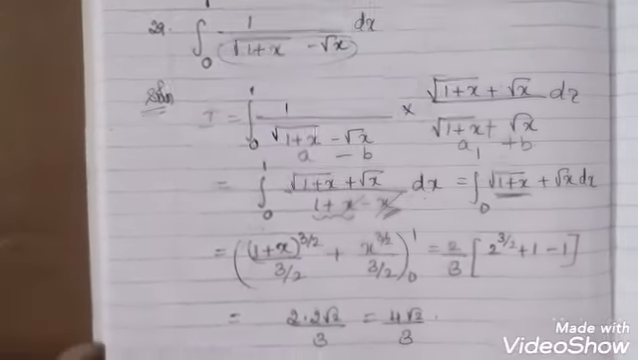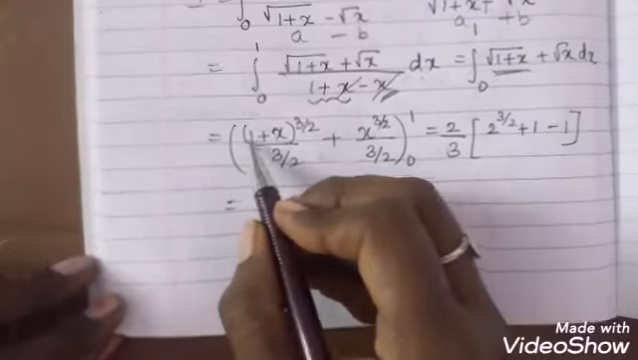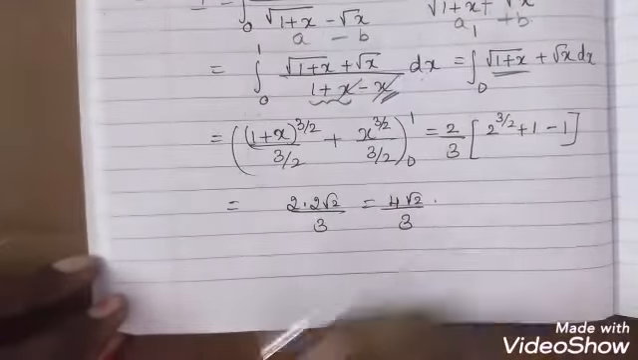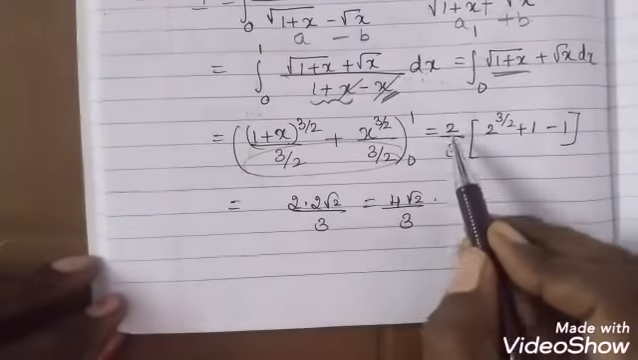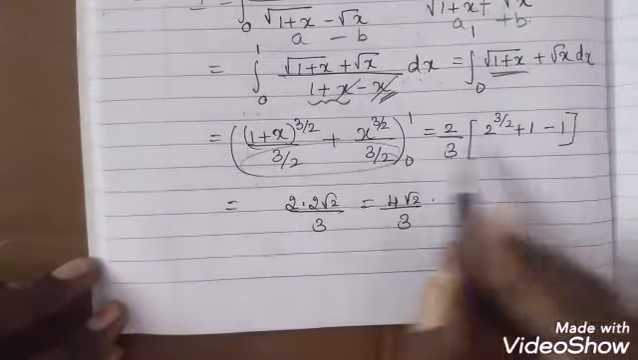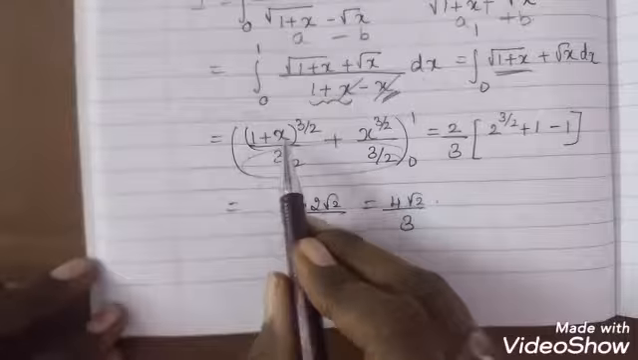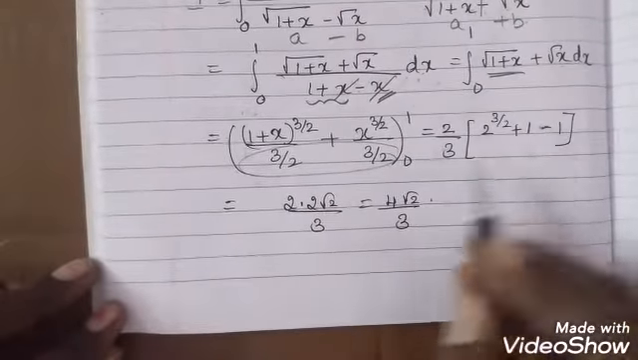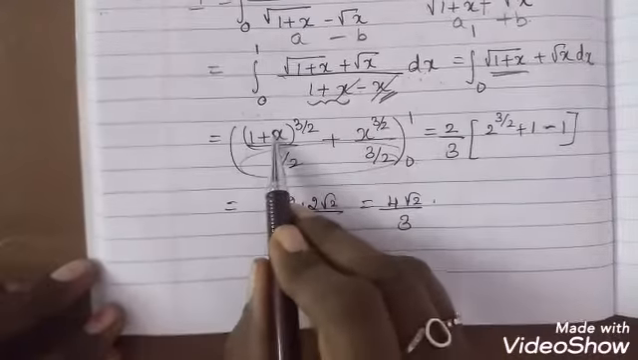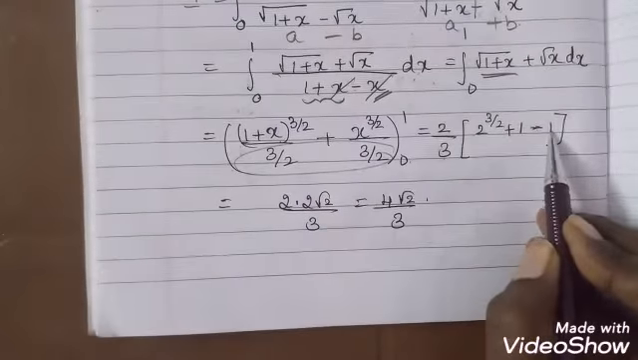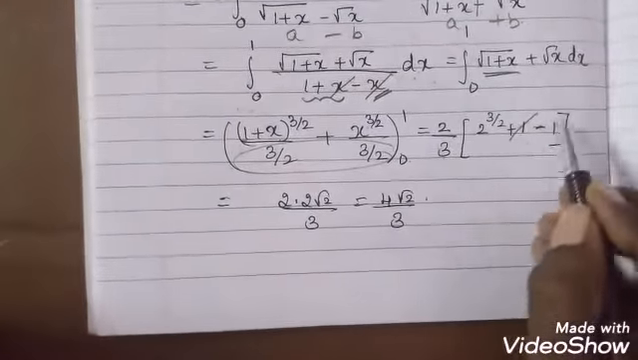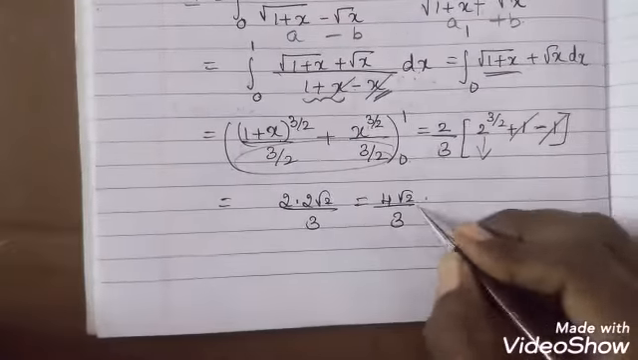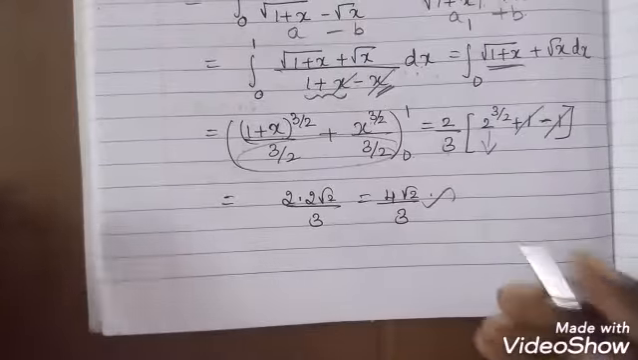So I'll have to integrate this one. When you integrate it, what will I have? (1 plus x) the whole power 3 by 2 divided by 3 by 2, plus x power 3 by 2 divided by 3 by 2. So here this 3 by 2, when I take the inverse of it, it's nothing but 2 by 3 into, applying the upper limit, 1 plus 1 is what? 2 power 3 by 2 plus 1 power 3 by 2, minus the lower limit. So minus, what will I get? 1 plus 0 the whole power 3 by 2. That's nothing but 1, and 0. This is what you get here. So this gets cancelled. This 2 power 3 by 2 can be written as 2 into root 2. So what's the answer you get here? 4 root 2 divided by 3.